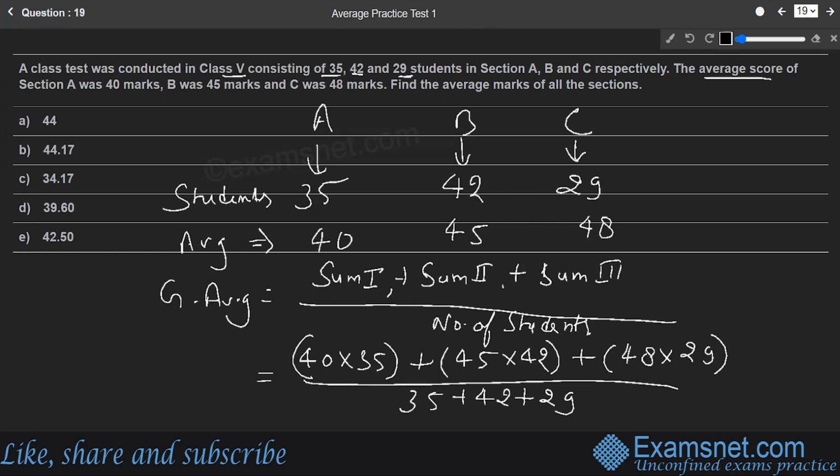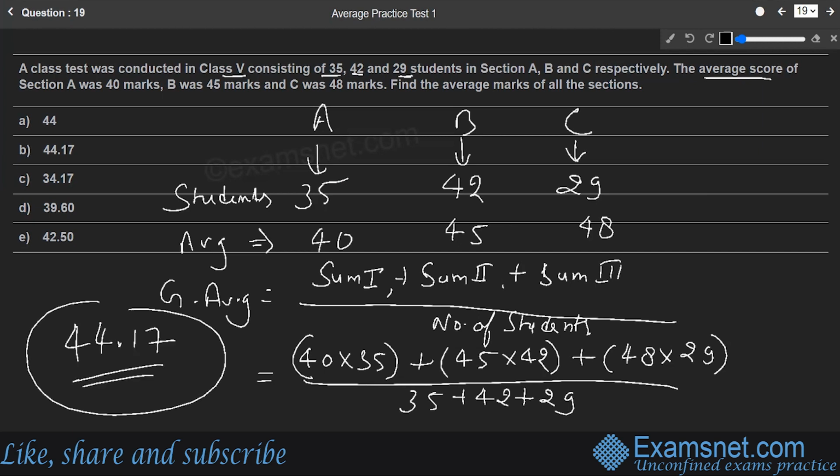If we calculate this further, this ultimately comes out to be the final value as 44.17. So that is the grand average. Let us see where it is available. It is available in option number B. So it becomes the right answer for us.